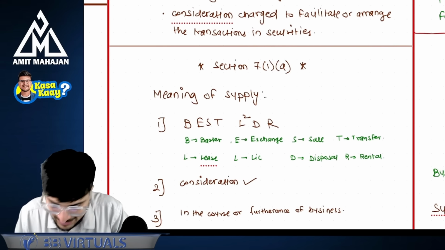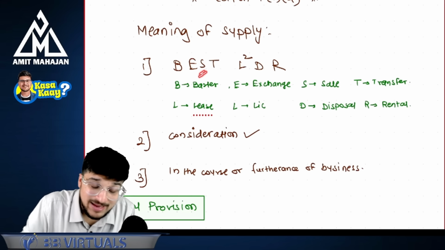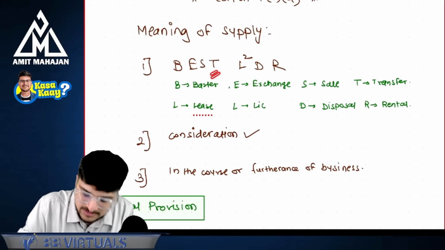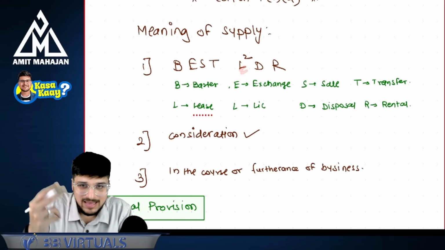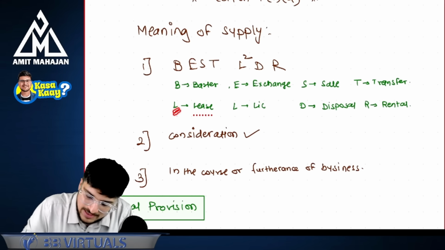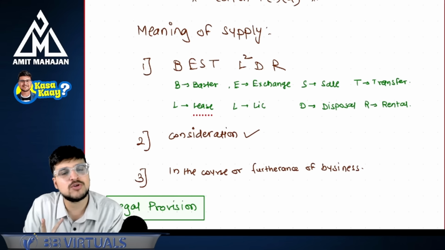Number one, it has to be BEST LLDR. What is BEST LLDR? B is barter, E is exchange, S is sale, and T is transfer. BEST. Double L. L is lease, L is license, D is disposal, and R is rental. Now, sir, is it an exhaustive list or inclusive list? Sir, what is the meaning of exhaustive and inclusive?